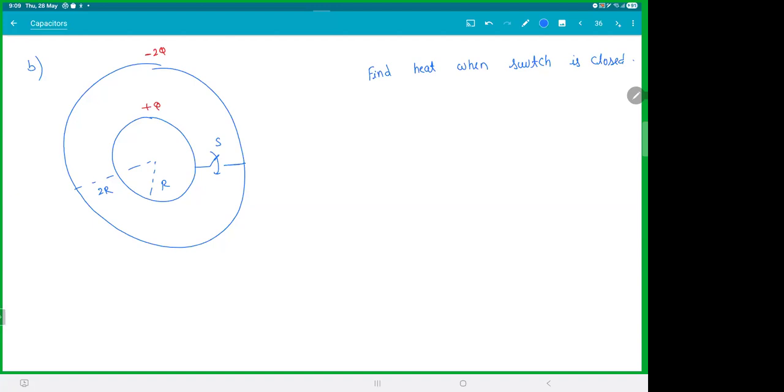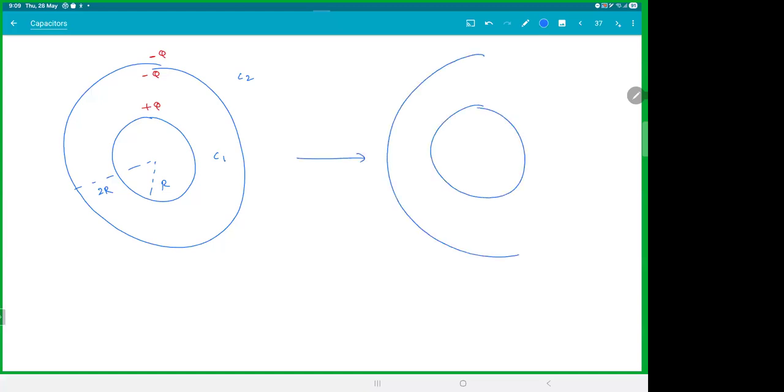Okay, let's see. So step one, let's get the distribution first. So when the switch was open, what is the distribution? If this is plus Q, this is minus Q, and this is also minus Q. Agreed? This was capacitor C1, this was capacitor C2. Now, when you close the switch, there is no need to solve anything. If you remember, a few things you can just see and guess. Listen to the logic here. Since you connected with a wire, this point and this point have same potential. Since the potential is same, there cannot be any field between them. If there's no field between them, that means this must be zero, this must be zero, this must be minus Q.